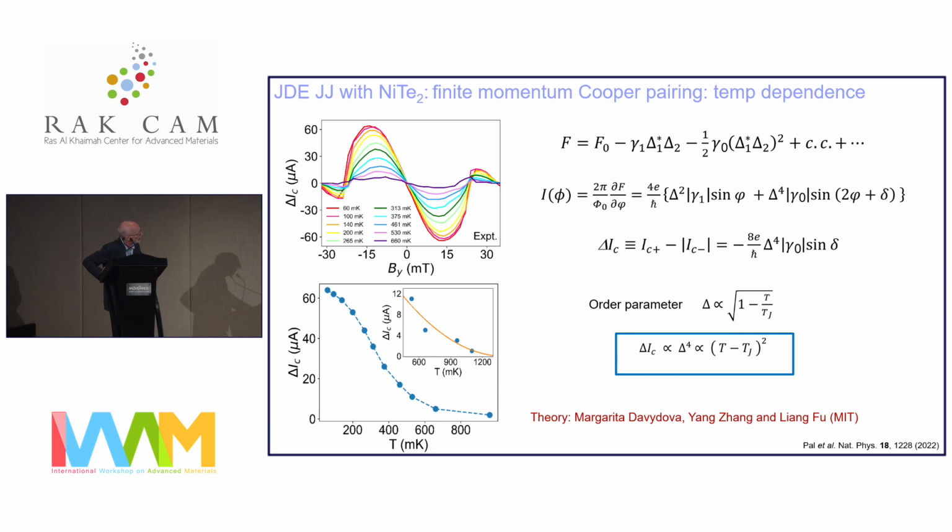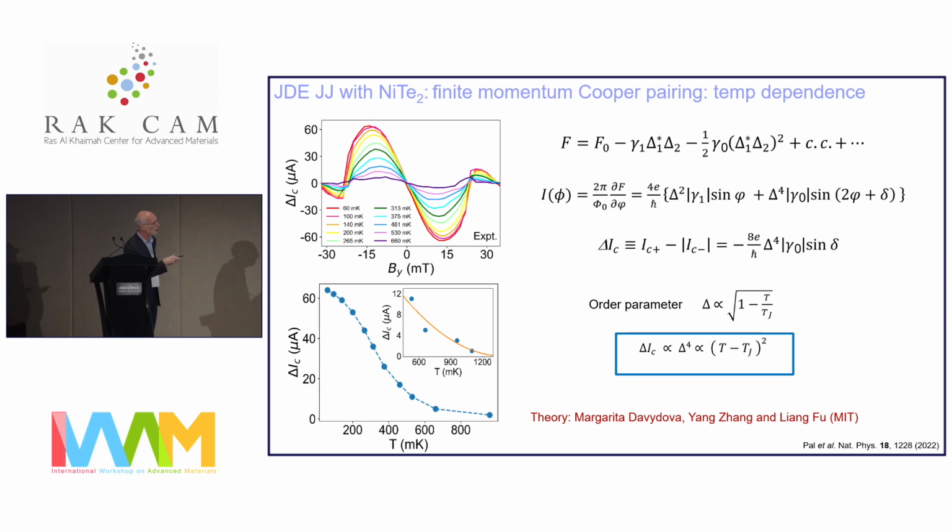So we've then explored a possible model to account for this, and this is a very nice collaboration with Liang Fu's group at MIT; Margarita Davydova and Yang Zhang were the people involved. They developed a model in which you take the free energy of the system. Normally the free energy of a Josephson system would depend on the product of the superconducting order parameters in the two materials, which corresponds to tunneling of Cooper pairs from one electrode to the other.